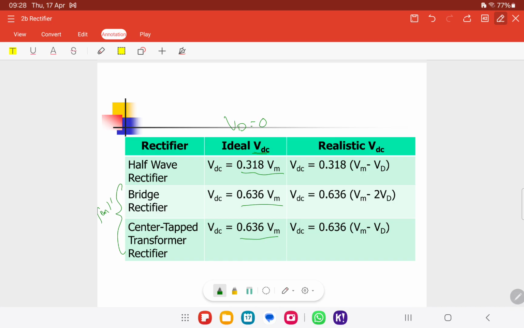But it is not logical, it is not ideal. In practice there is no such condition. VD must have a value before it can operate. If there is no value, it actually cannot turn on. So in realistic VDC, this is the formula for half wave: VM minus VD. What is 0.318? 1 over pi, yes. Okay, what is the VM? What is VM?